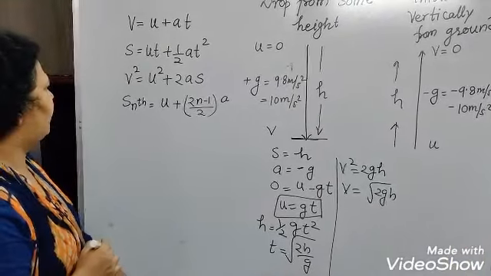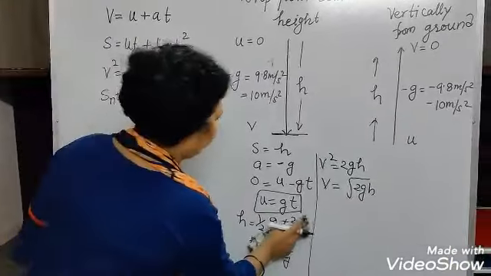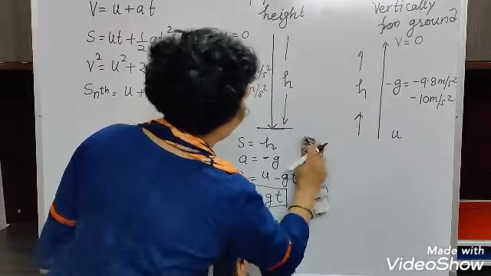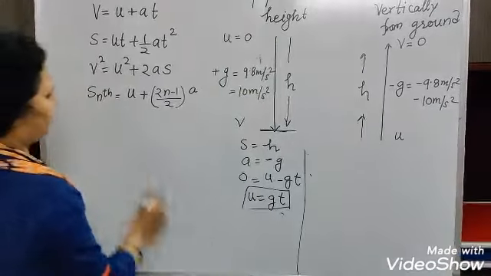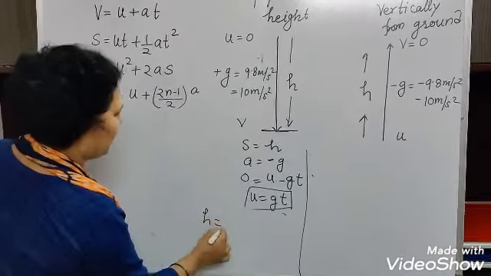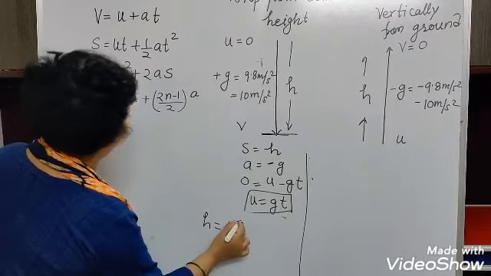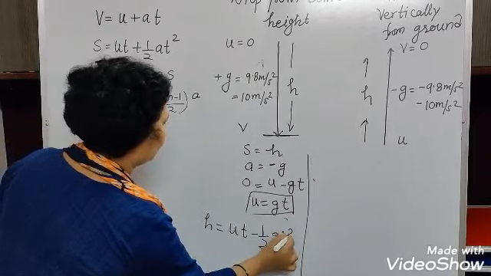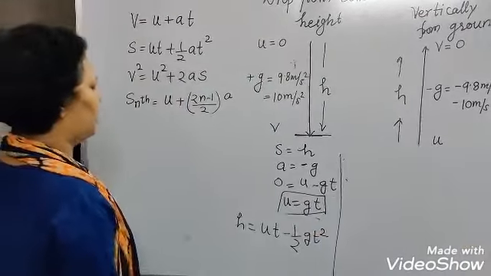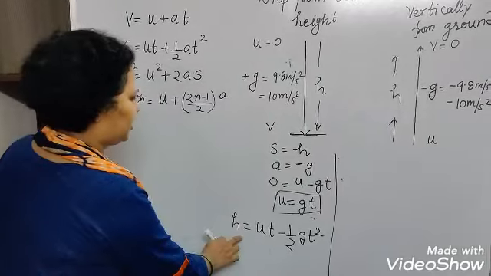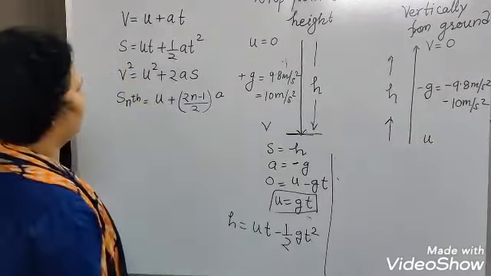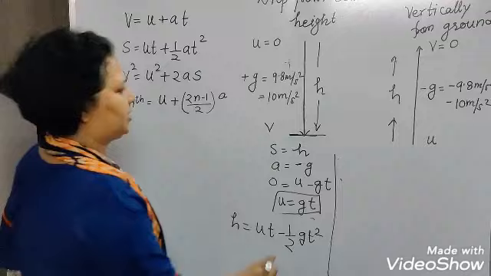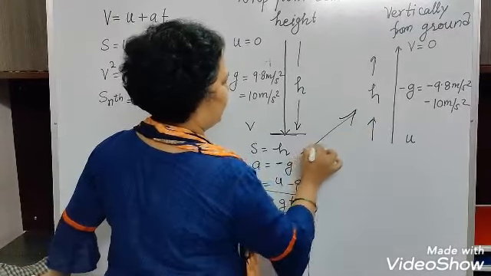Next you will see here, the second equation. This is s, it is h only, u is not 0, t as it is, minus half g t square. So this formula will be like this. In place of s we have written h, and in place of a we have written minus g, and the formula will be like this. Okay, this is the case we are discussing now.